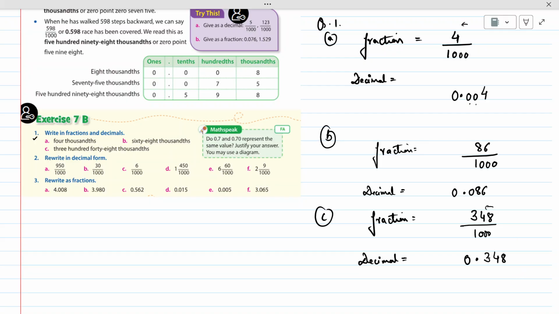Okay, so if you see here, at the tenths place we have 3, at the hundredths place we have 4, at the thousandths place we have 8. So we are writing this as 348 thousandths. Okay, easy. So I hope you have understood this. And now let's do the second question very fast.